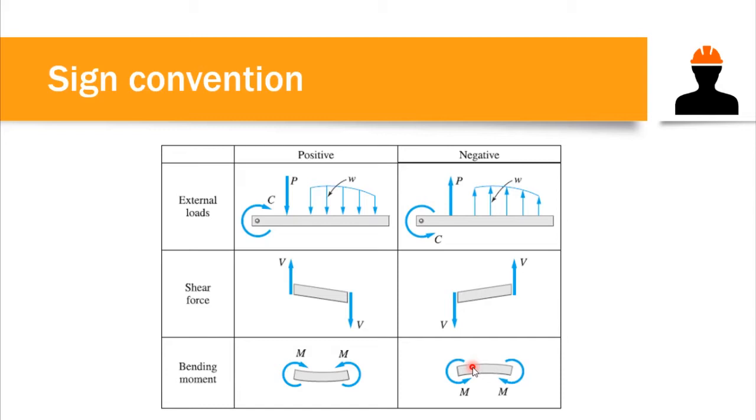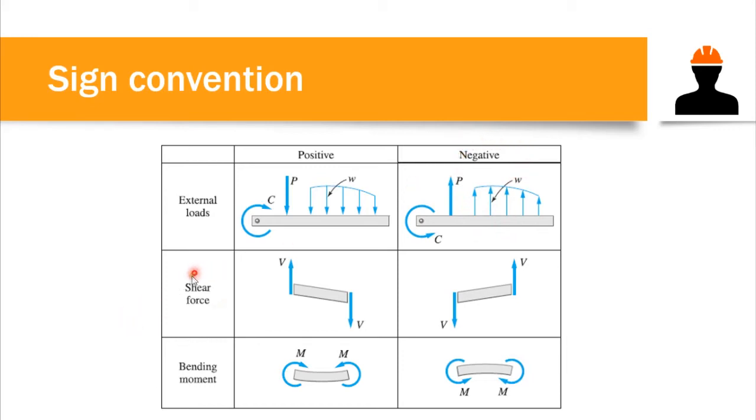Now, if we have external loads acting like this one, and we have a couple that is rotating in clockwise direction, that external load is considered positive. But when it is rotating counterclockwise, that is considered negative. For loads acting downward, that is positive. For loads acting upward, that is considered a negative load.